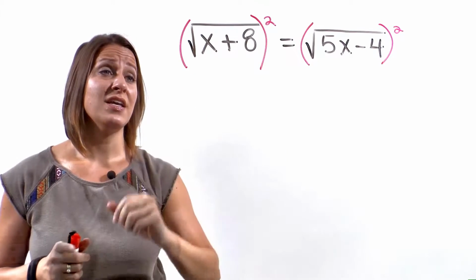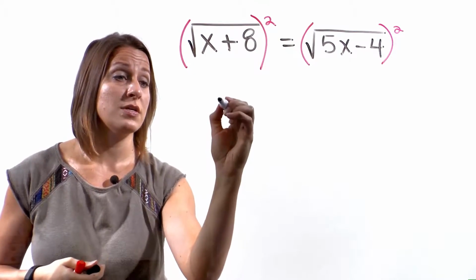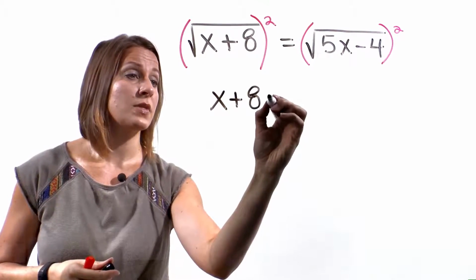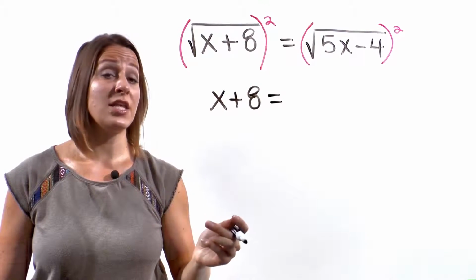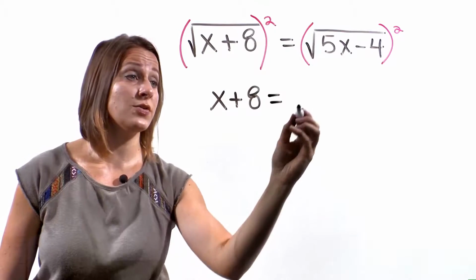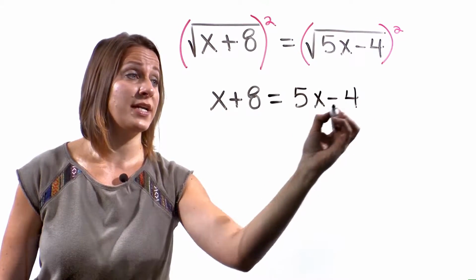On the left side, the square root symbol and the exponent 2 cancel, leaving us with x plus 8 equals, and then over here, the square root symbol and the 2 exponent also cancel. That leaves us with 5x minus 4.